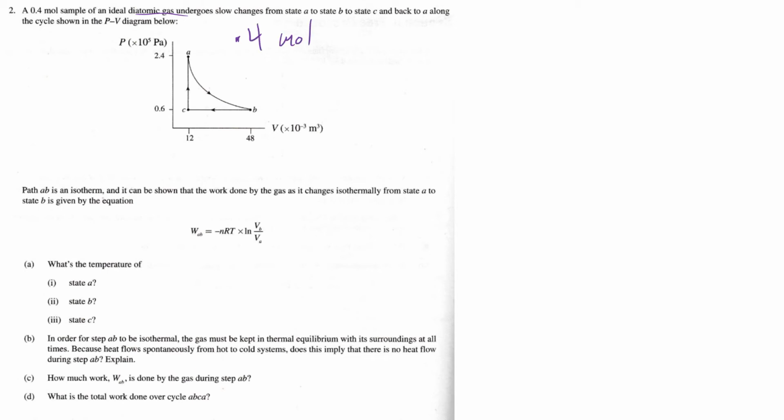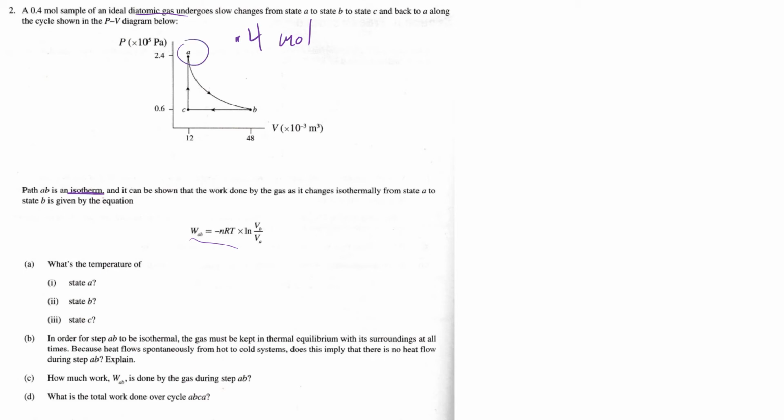Path A to B is an isotherm. Nice. And it can be shown that the work done by the gas as it changes isothermally from state A to B is given by this equation. Nice. Do you smell an integral in there? Anyways, what's the temperature of state A?